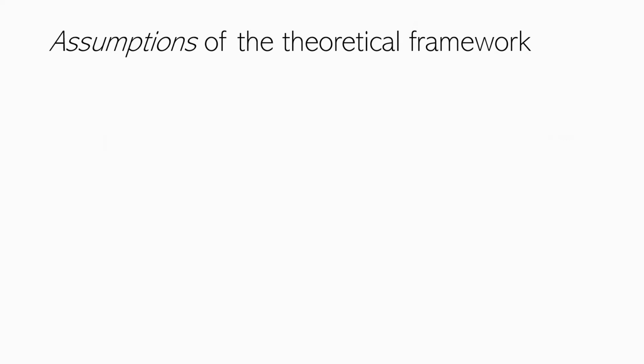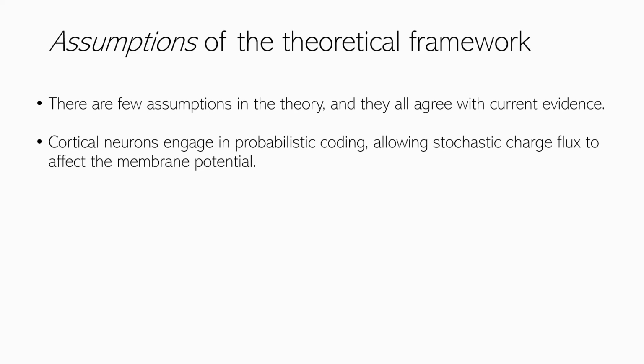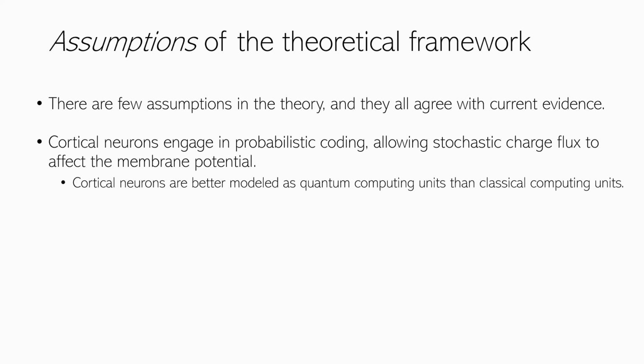Now we can go over the assumptions of the theoretical framework. There are really only 3 assumptions in the theory, and they all agree with current evidence in neuroscience. The first assumption is that cortical neurons engage in probabilistic coding, allowing stochastic charge flux to affect the membrane potential. And for this reason, cortical neurons are better modeled as quantum computing units than classical computing units.